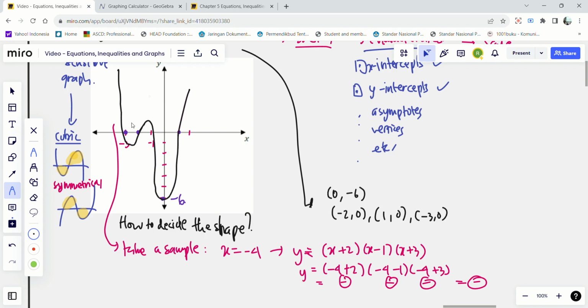Why? There are a couple of reasons. There are 1, 2, 3, 4 intersections with the x-axis, which is not possible for a cubic. Cubic graphs must have at most 3 intersections with the x-axis, so this wouldn't make sense. With that in mind, it means we have to start from the lower.